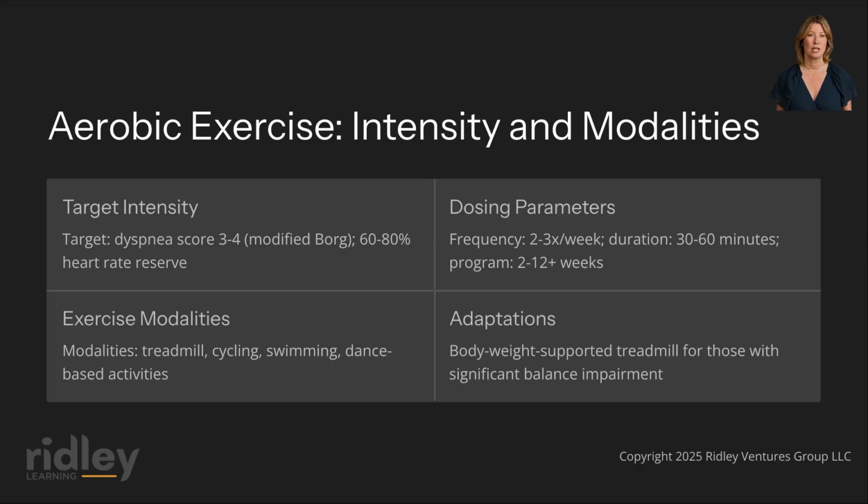Multiple aerobic exercise modalities demonstrate efficacy in Parkinson's disease, including treadmill walking, cycling, swimming, and dance-based aerobic activities. Treadmill training offers particular advantages for gait rehabilitation, allowing controlled intensity progression and opportunity for external cueing integration. Body weight supported treadmill training may be appropriate for patients with more significant balance impairment who require additional support for safe ambulation at training intensities.